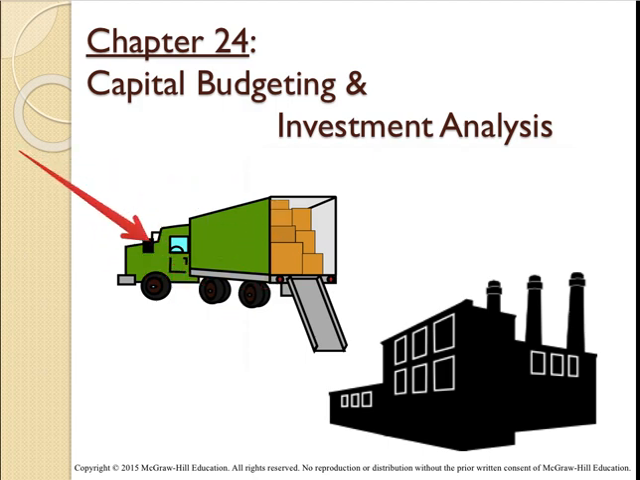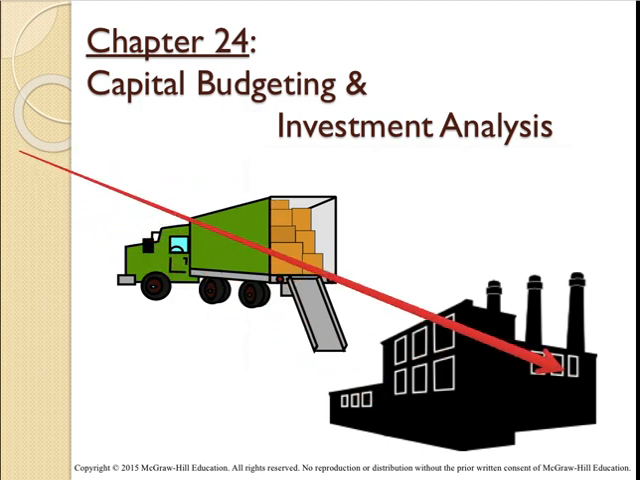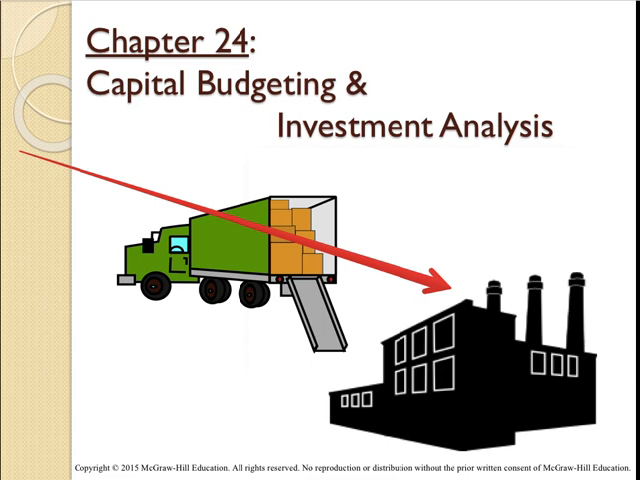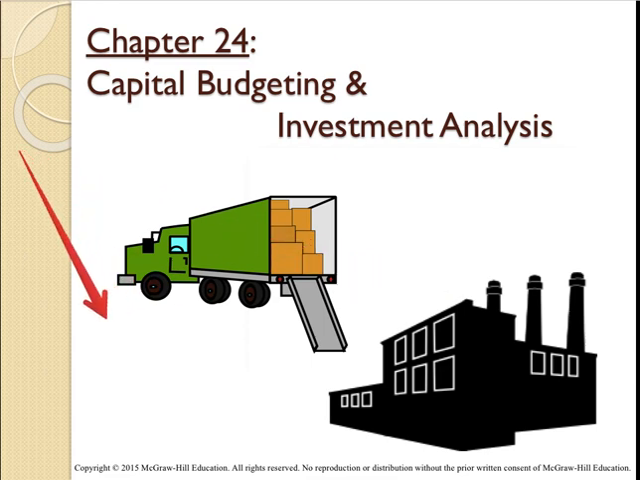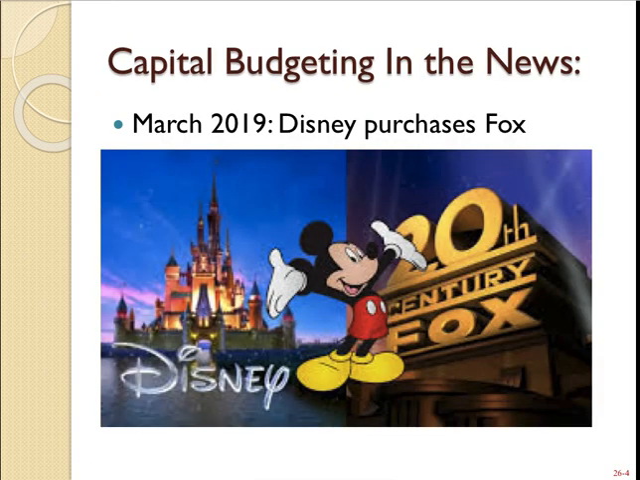So things like, do we need a new delivery truck? Do we need a new factory? Do we need to expand our factory? Those kinds of decisions. And it's not just necessarily long-term assets like a truck or a factory or a piece of equipment or machinery, although that's what we typically think of when we talk about capital budgeting. But it can even be something like acquiring a new company.